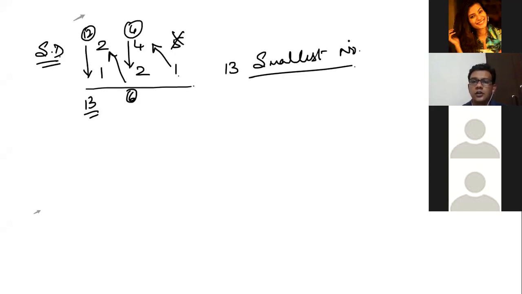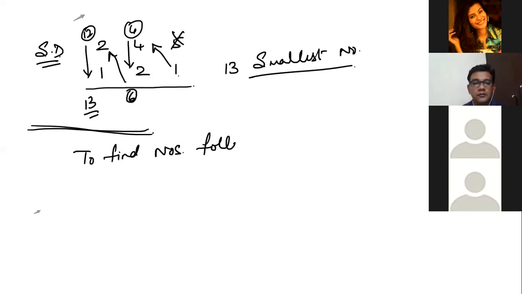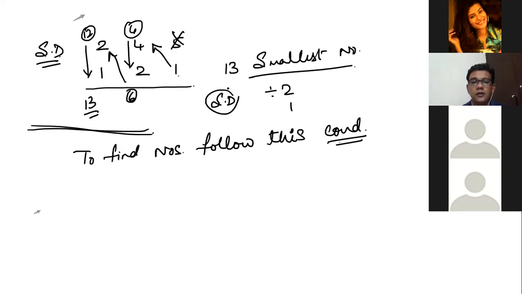Shavya, are you also clear with this? That 13 is the smallest number. But remember this, that 13 is not the only number. There are many such numbers which will follow this pattern. How do I identify or find such numbers? To find numbers which follow this condition, what is the condition? That when I am dividing by 2, my remainder should be 1 successively. And dividing by 4, my remainder should be 2.